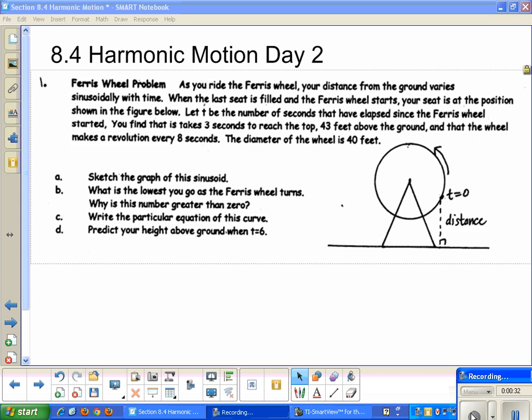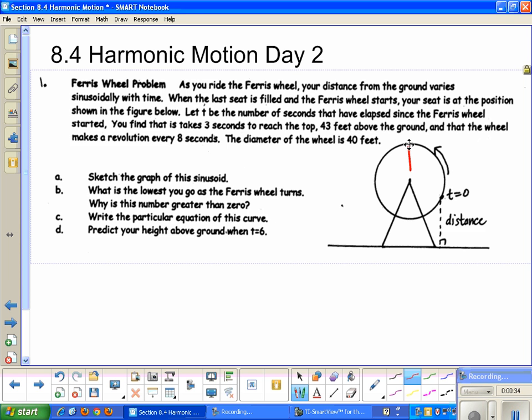So that's the first thing I'm going to write in, just looking at the picture here. I know that if the diameter is 40 feet, which is this whole thing, then right here this would be 20, and this would be 20 for the wheel, the radius. It also said that the tallest point on our Ferris wheel is 43 feet above ground. If it's 43 feet above ground and the diameter is 40 feet, that means we are 3 feet above ground right here.